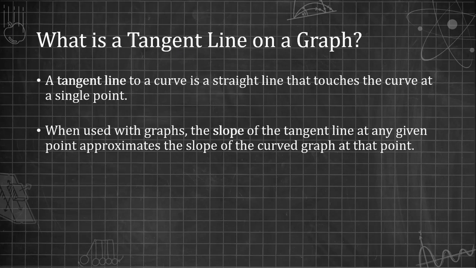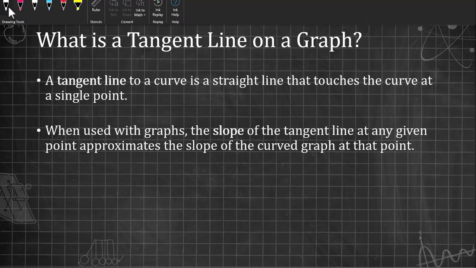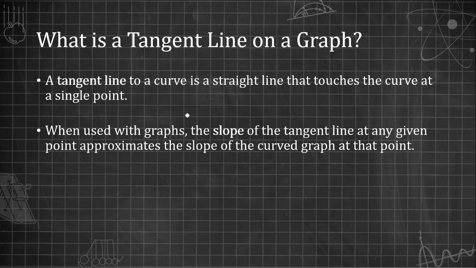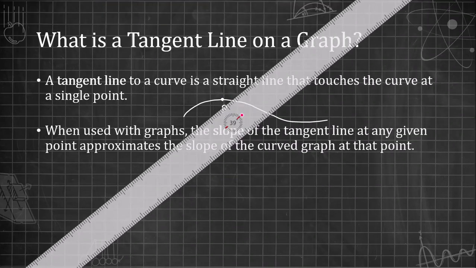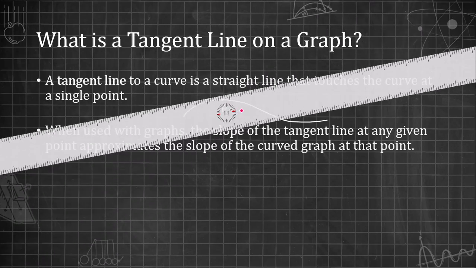So first we're going to take a look at what exactly is a tangent line in a graph. A tangent line to a curve is a straight line that touches the curve at a single point and nowhere else. When we use this with graphs, the slope of the tangent line at any given point is going to approximate the slope of that curved graph at that point.